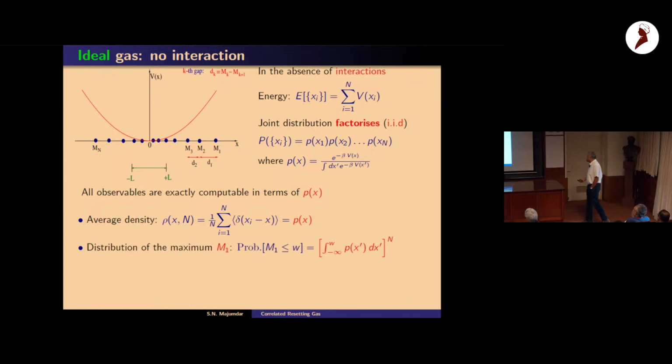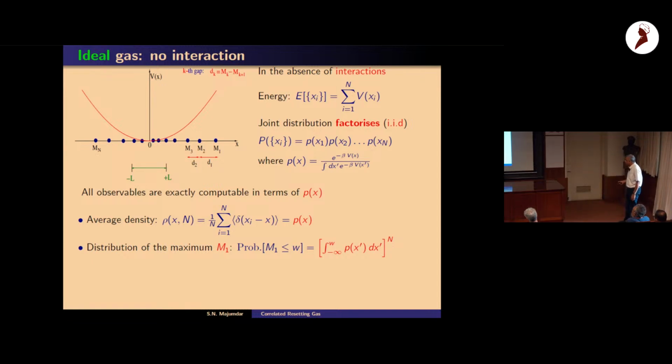And the distribution of the maximum M1, so the rightmost particle. That's also easy. To calculate this, you just ask what's the probability that the maximum is less than or equal to some number W. This is the cumulative distribution. If you know the cumulative distribution, you can calculate the PDF by taking the derivative with respect to W.